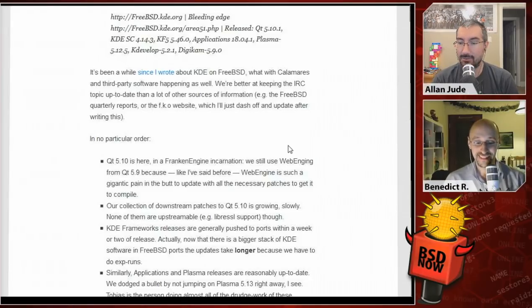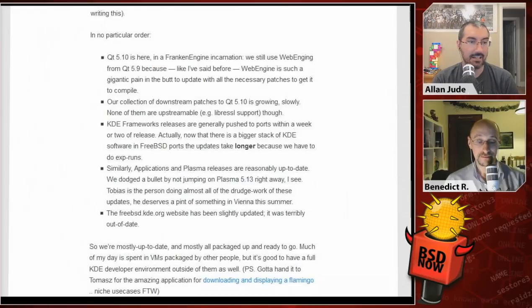So in no particular order, interesting things that have happened recently. Qt 5.10 has landed in a Franken engine incarnation. They're still using the web engine from Qt 5.9 because, as I've said before, web engine is such a gigantic pain to update that all the necessary patches to get it compiled aren't quite sorted out yet. The collection of downstream patches to Qt 5.10 is growing slowly. None of them are upstreamable, like, say, LibreSSL support, though. So not much hope of that one getting cleaned up.